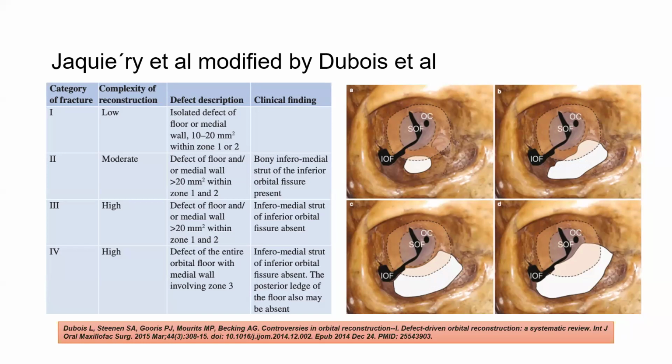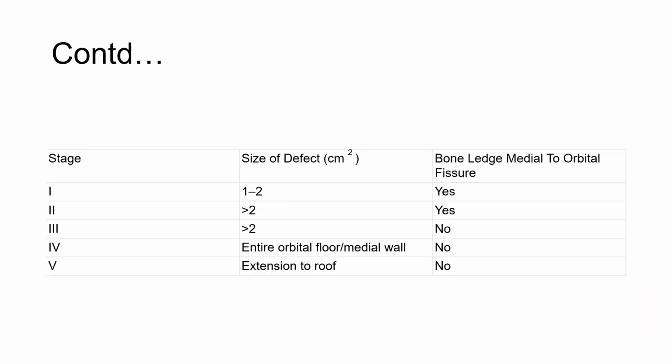So depending on the complexity, the reconstruction increases. For example, in class 4 or 5, the complexity of reconstruction increases. That is what he says. So this is the concise version of Jaquiery's classification.